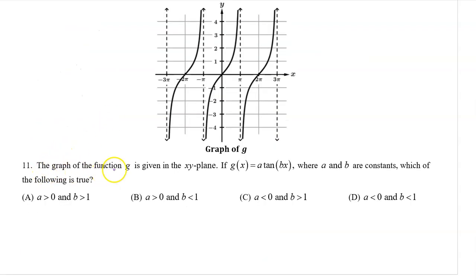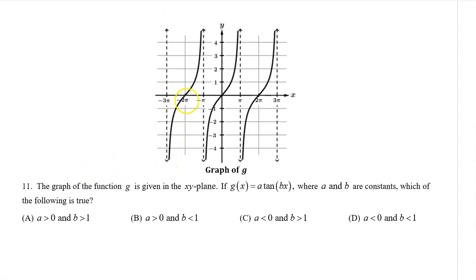Number 11. The graph of the function g is given in the xy plane. If g of x is equal to a times the tangent of bx, where a and b are constants, which of the following is true? Well, this time we see that we are presented with an increasing function. That means that this tangent function is not reflected over the x-axis. It is sort of right side up. So we know that the a value is positive. So we have narrowed it down to either A or B. We can forget about C or D.